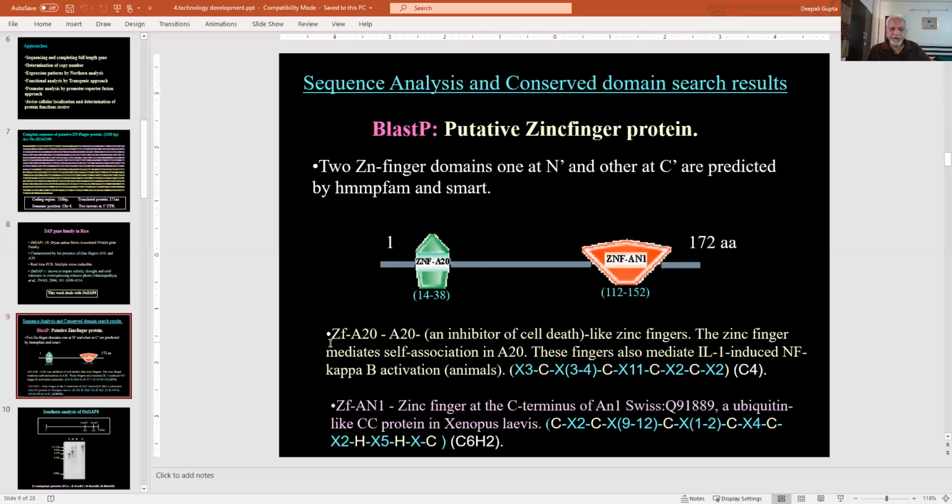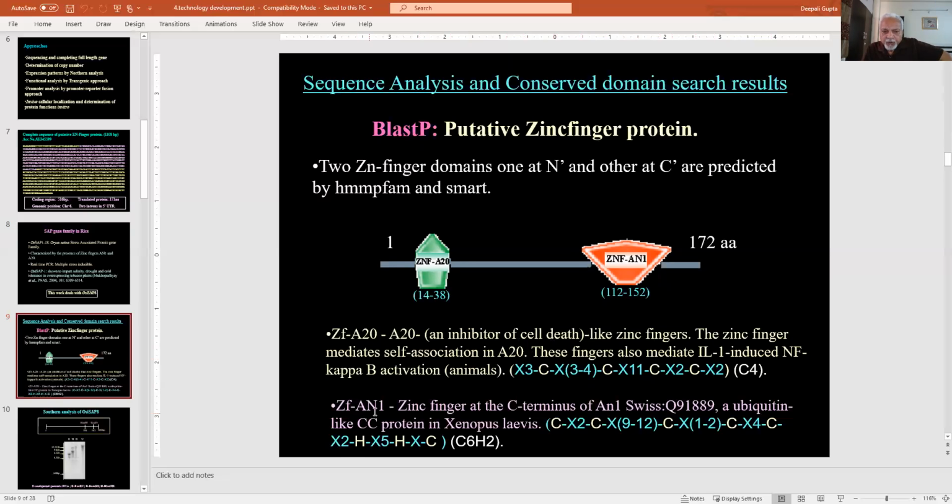For example, ZF A20. Now, this is seen in the animal cells, and it is responsible for inhibition of cell death. This domain has four characteristic cysteines interspersed with any other amino acids, but it has four cysteines at these positions.